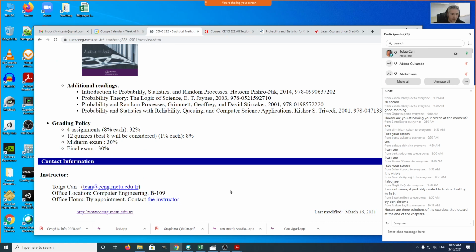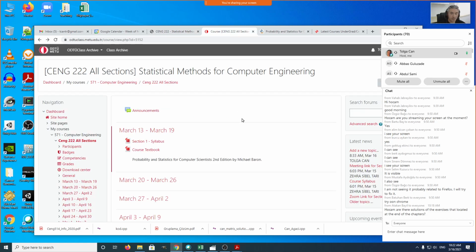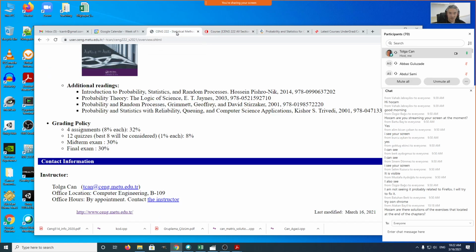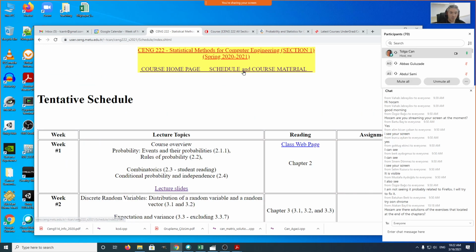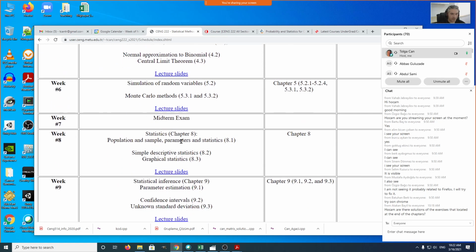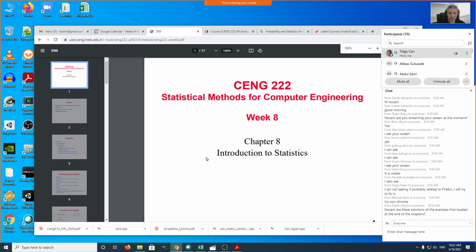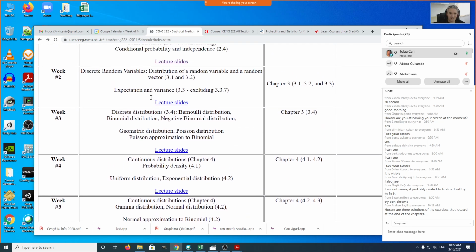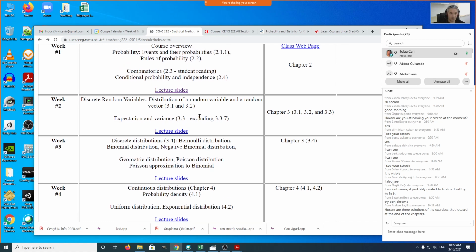You can always send an email to me, and we'll be using Otiklas regularly. The lecture slides for the entire semester are already here. I will be using the same lecture slides this semester, so you can go ahead and download them and take a look. This is chapter 8, statistics. I prepared these lecture slides not as material for you to study, but as my cue notes when I was giving the lecture face-to-face. I really use the textbook as the main material.